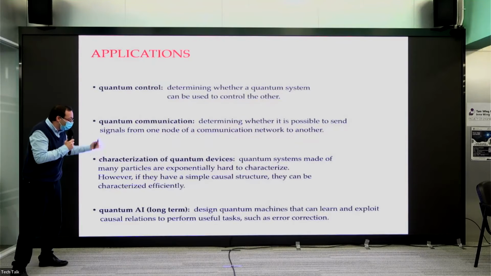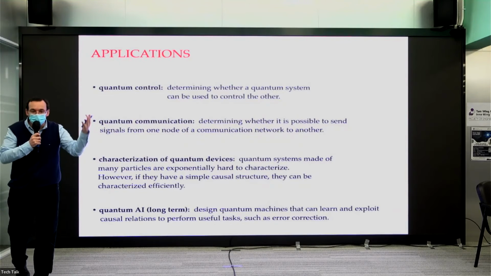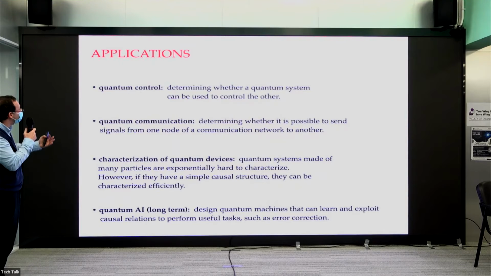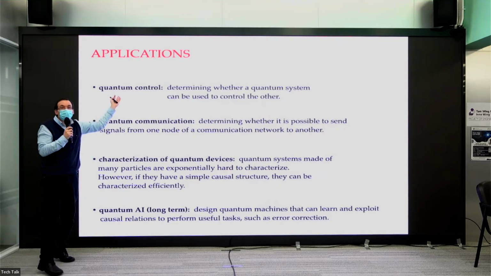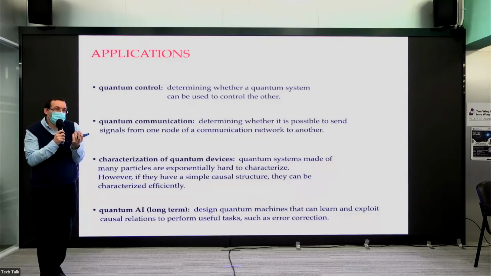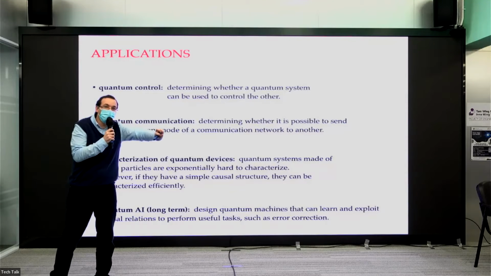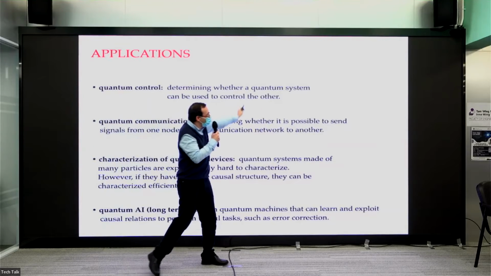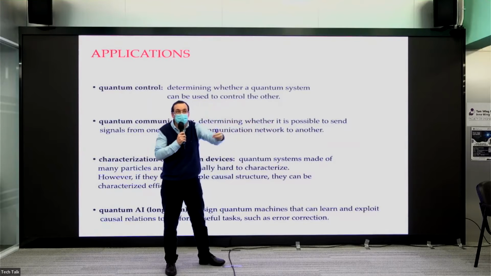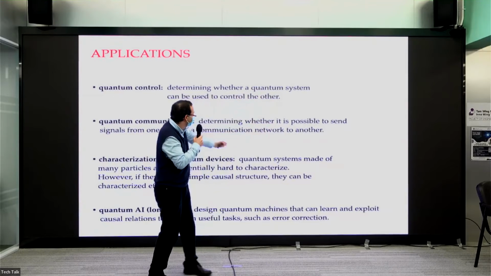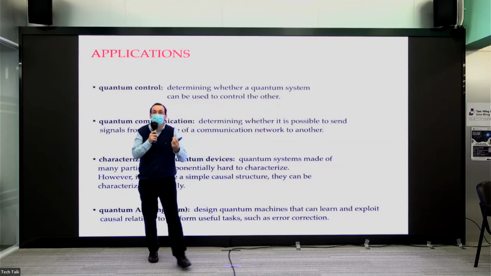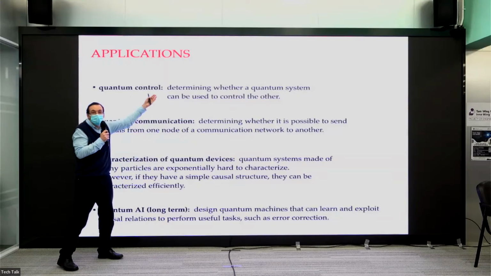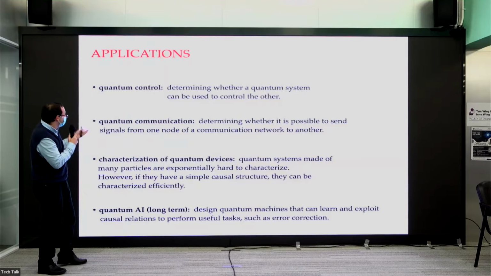So here I put also a few more technological applications that we could expect in the coming years. The obvious one is quantum control. You would like to see if acting on some quantum system, maybe on the first spin of a spin chain, can have some effect on other quantum systems, maybe the last spin of a spin chain. Is there a connection between them or not? Can I control that by acting on this? So this is, again, a problem of causal reasoning.